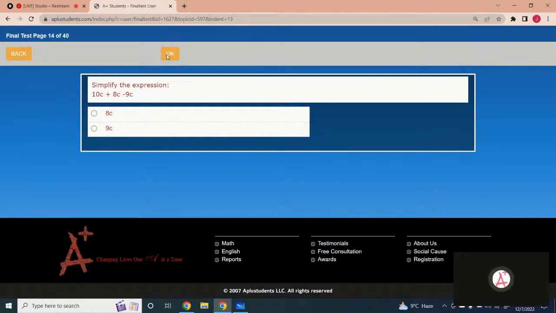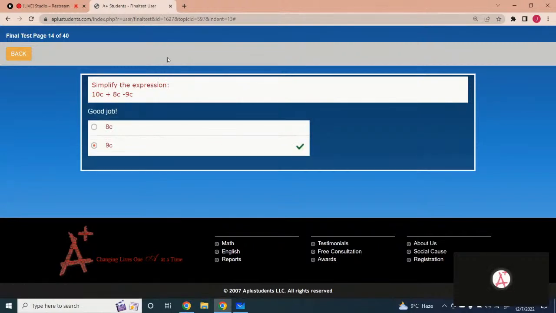Okay, the next one is simplify the expression 10c plus 8c minus 9c. So which option is the correct one? Ten plus eight is 18, and 18 minus nine is 9. Got it? So the correct option is 9C. Very good.